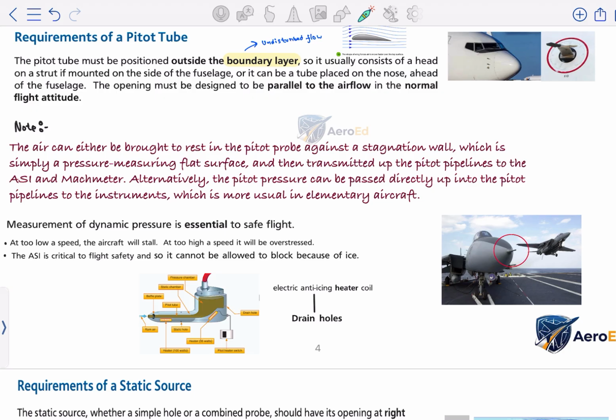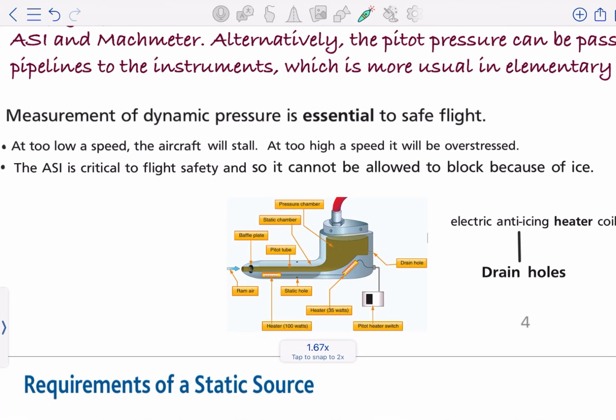So there might be a stagnation wall on the pitot tube, which is a pressure sensing wall, which senses the pressure and then transmits it to the pitot pipelines to the ASI and Mach meter. And there's another system, which is more common in elementary aircraft, which passes the pressure directly to the pitot pipelines to the instrument. So there's no stagnation wall or pressure measuring flat surface, right?